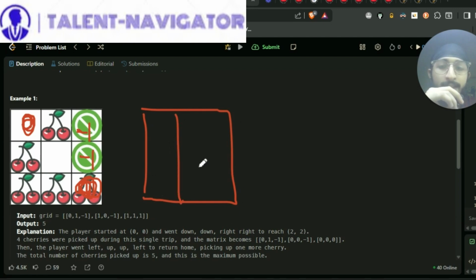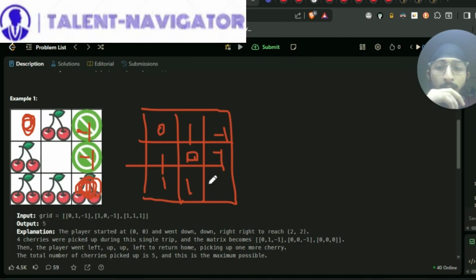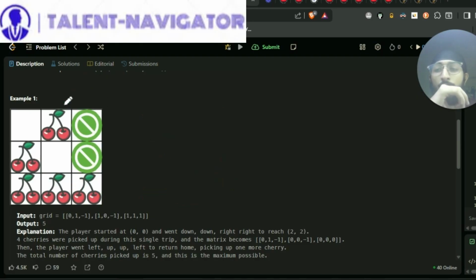So the input is given to us as 0, 1, -1, 1, 0, -1 and 1, 1, 1. 1 means that we have cherries at these locations. 0 means these are empty cells, and 1 again here is a cherry, and this cell means that this is blocked. You cannot visit these two cells. That is mentioned in this diagram visually. Our aim is to collect the maximum number of cherries, visit this cell and come back to the original top left cell.